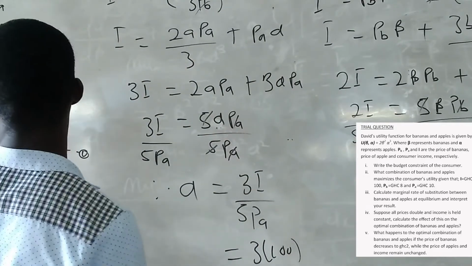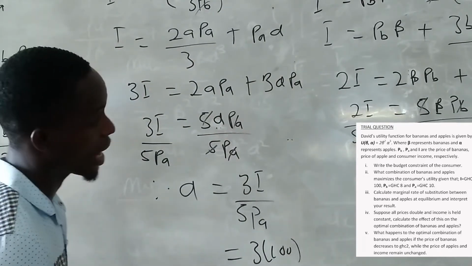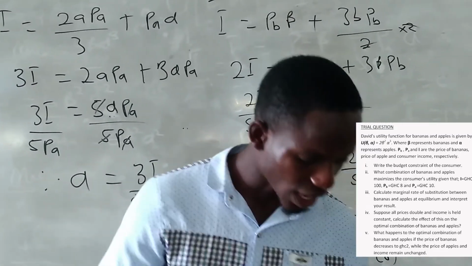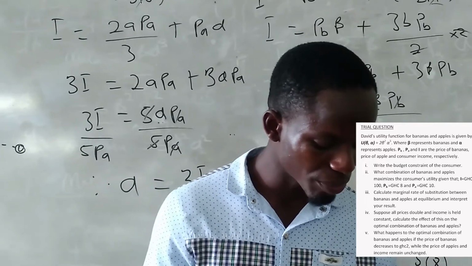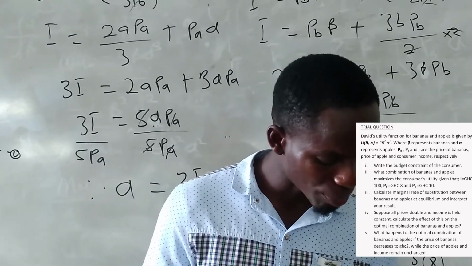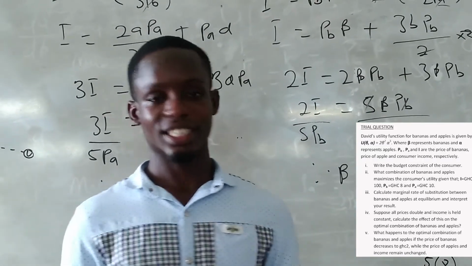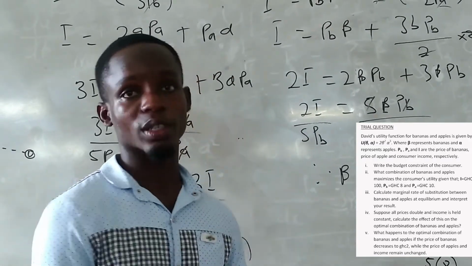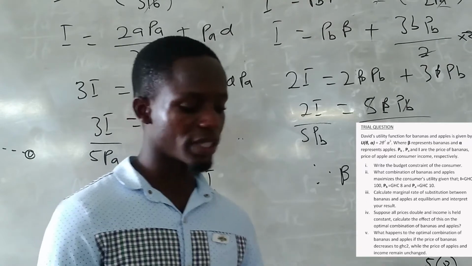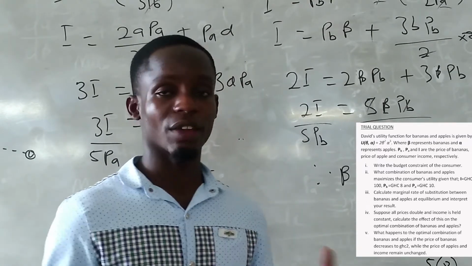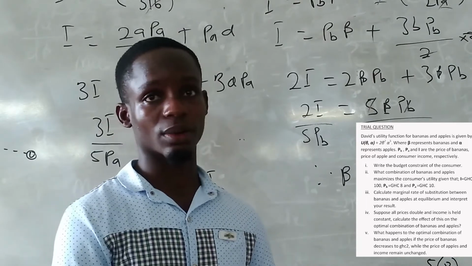David will be consuming, let me just look at that very quickly from here. David will be consuming 6. Can you see that? So David will be consuming 6 apples and what? 5 bananas to maintain his maximum satisfaction.